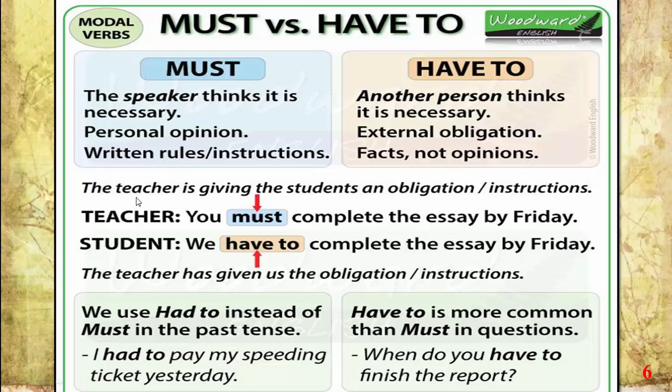Look at the example here. The teacher is giving the students an obligation or instructions. So the teacher will say, you must complete the essay by Friday. But the students will say, we have to complete this essay by Friday.